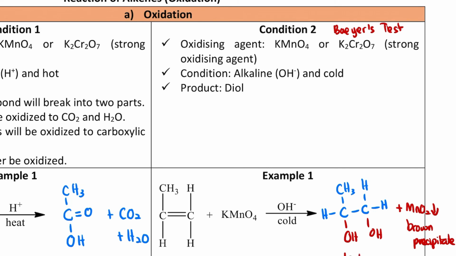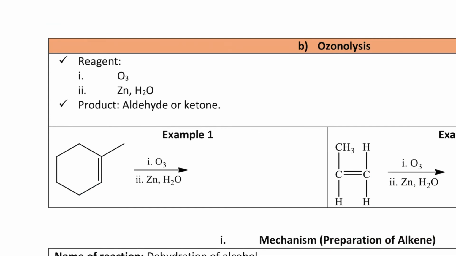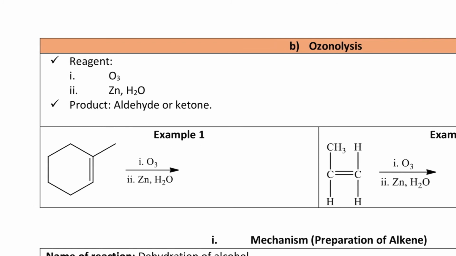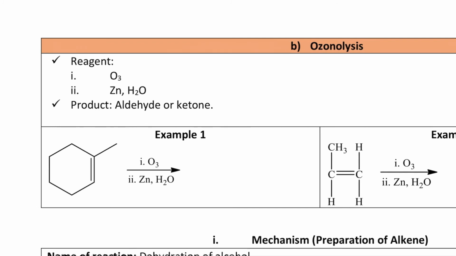Alright, so next kita nak tengok lagi oxidation reaction, tapi kali ni adalah ozonolysis. Okay, so ozonolysis is an oxidation reaction but not as strong as KMnO4 dengan potassium dichromate tadi. Dia tidak sekuat. So maksudnya dia tak akan further oxidize, dia oxidize halfway sahaja. Okay, so our reagent adalah O3, zinc, H2O.